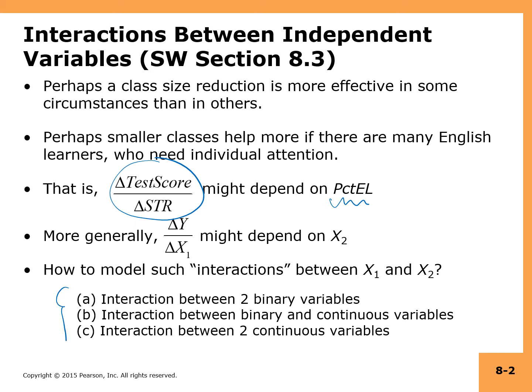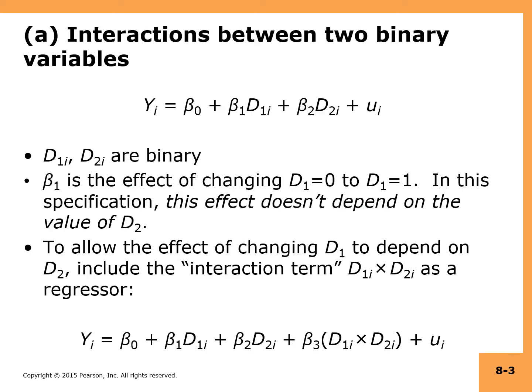The first is looking at the interactions between 2 binary variables. The second is looking at the interaction between a binary and a continuous variable. And the last, we're going to examine interactions between 2 continuous variables. So let's first start off looking at the interactions between 2 binary variables.